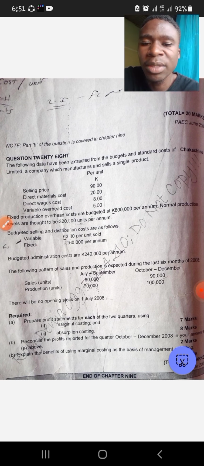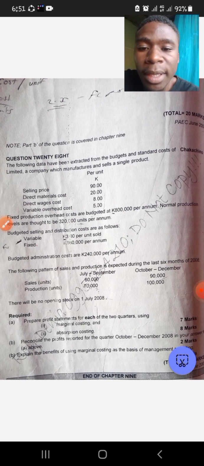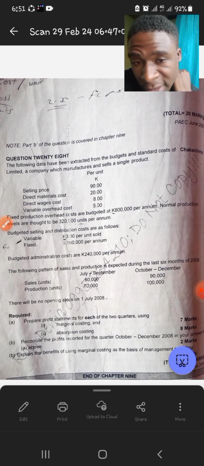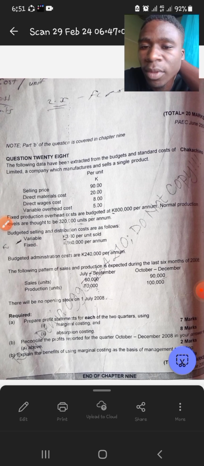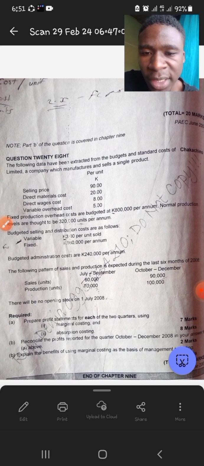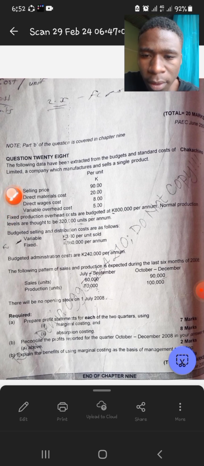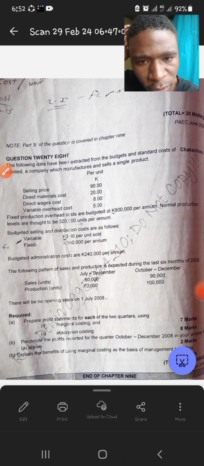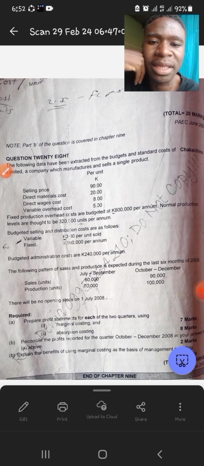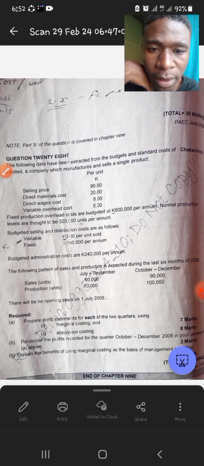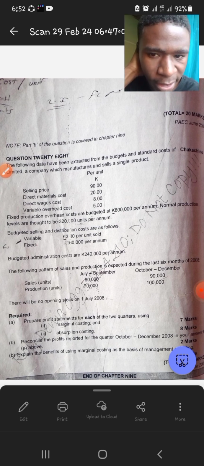From the cost card we are able to know what the variable costs were, what the fixed costs were, and the cost per unit. In this case, the selling price was 90. Then they have given us the direct materials cost as 20, direct wages 8, and the variable overhead cost 5. Now the fixed production costs are budgeted at 800,000 per annum. Normal production levels are thought to be 320 units per annum.